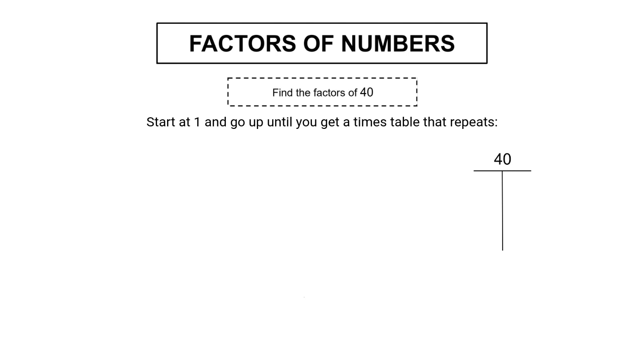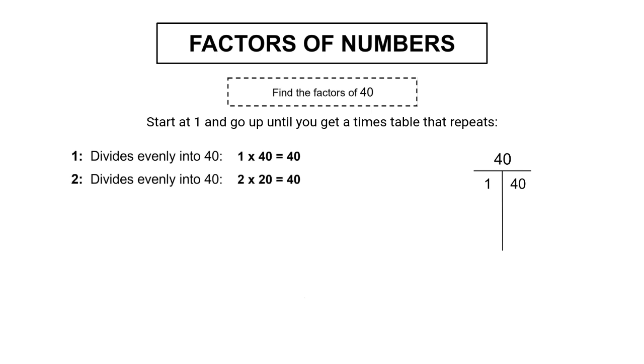So does 1 go into 40 evenly? It does. It goes into it 40 times. We'll put that on our list, 1 times 40. Let's go up to 2. Does 2 go into 40? It does. It goes into it 20 times. So we're going to put that on our list, 2 times 20. How about 3? Does that go into it? Nope. How about 4? Does that go into 40? Yes, it does. It goes into it 10 times. We're going to put that on our list.